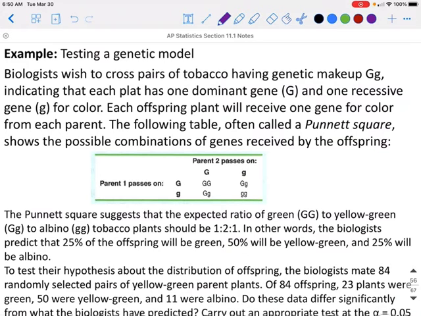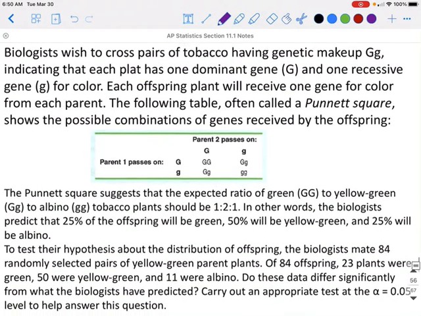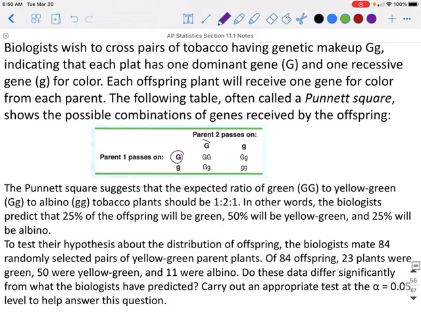So let's take a look at an example from biology. Biologists wish to cross pairs of tobacco plants having genetic makeup big G, little g, indicating that each plant has one dominant gene and one recessive gene for color. Each offspring plant will receive one gene for color from each parent. The following table, often called a Punnett Square, shows the possible combinations of genes received by the offspring. They can receive a dominant gene from both parents and have two dominant genes, get a recessive gene from each parent and have two recessive genes, or receive one dominant and one recessive gene.